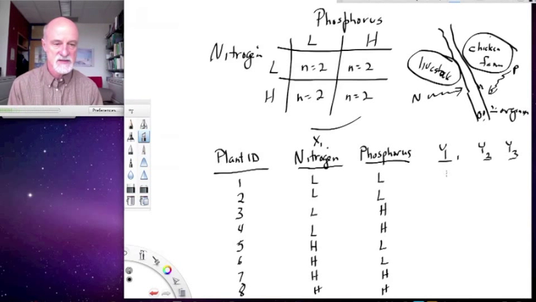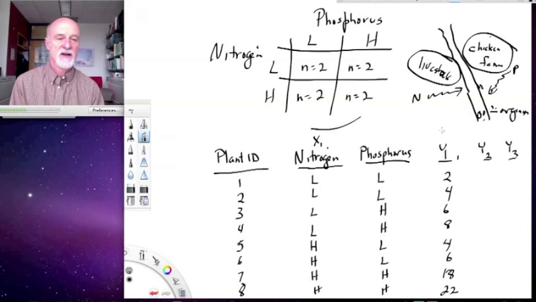So let's imagine, for example, we have 2, 4, 6, and 8, and I'm going to have 4 and 6, and I'm going to have 18 and 22. So this is some kind of sample y variable. It might be the number of lemna. We might have put 1 lemna in each of the water samples with each of these levels, and we're going to count the number after so many days.